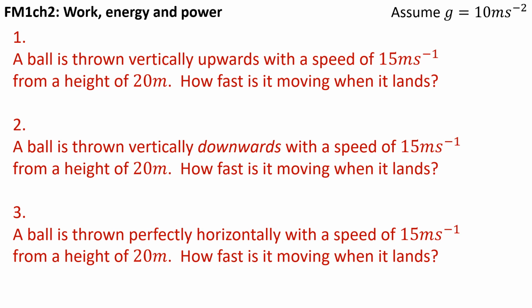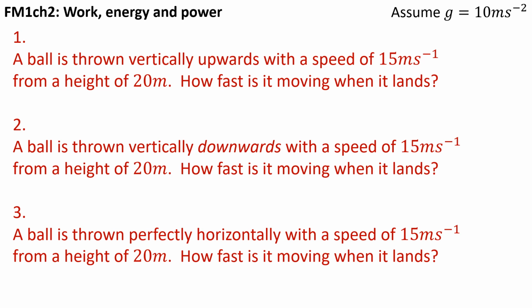Have a go at these three questions before we begin. First one, we're throwing a ball upwards with a speed of 15 meters per second from a height of 20 meters. We want to know how fast it's going when it lands at the bottom. In the second question, you throw the ball downwards from the same height of 20 meters, and you still want to know how fast it's going when it lands.